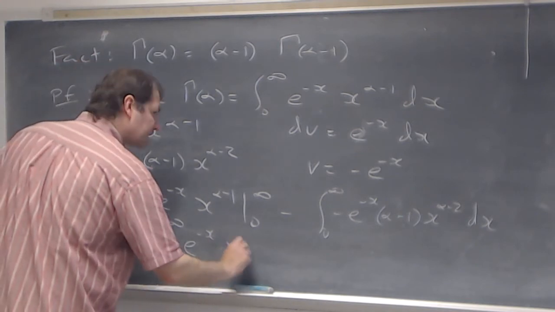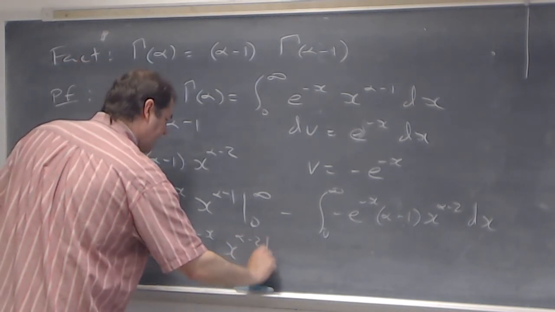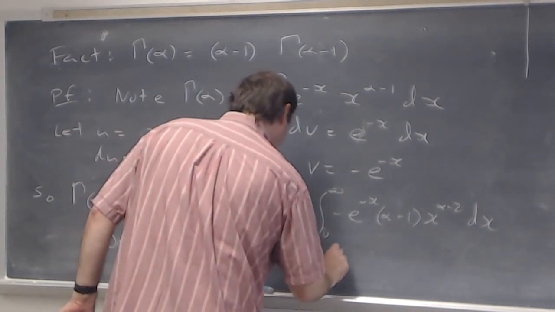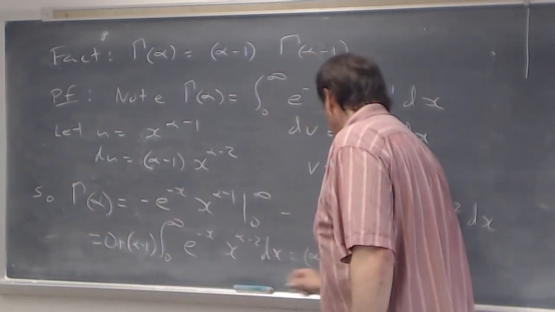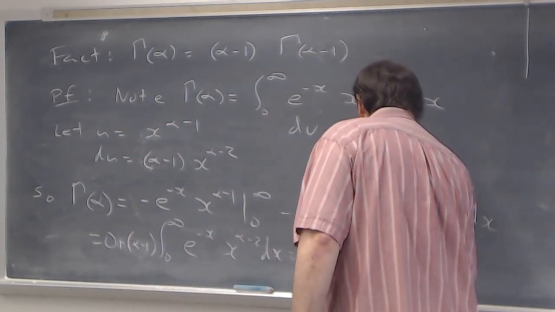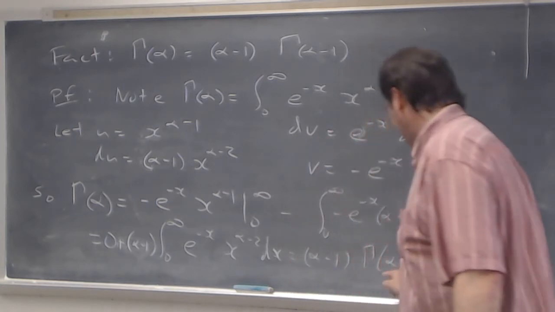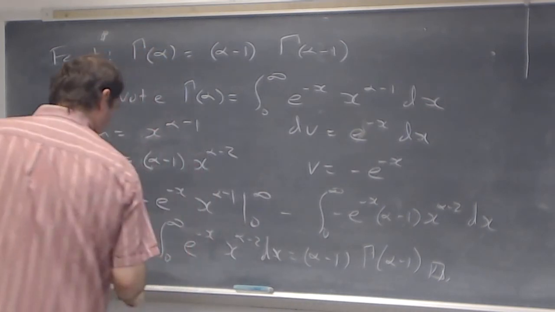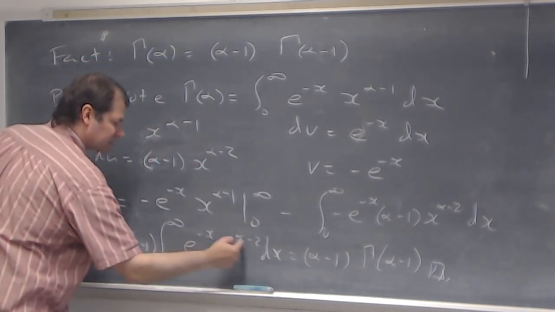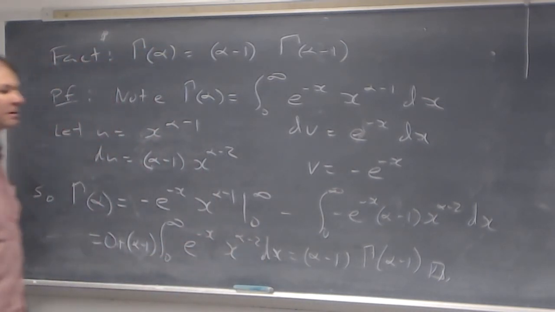And then this is x to the alpha minus 2 dx. This is equal to alpha minus 1 times an integral that is nothing more than gamma evaluated at alpha minus 1. And that proves the theorem. And that the gamma of alpha minus 1 is the integral from 0 to infinity of e to the minus x, x to the alpha minus 1 dx. Okay, so that proves that fact.